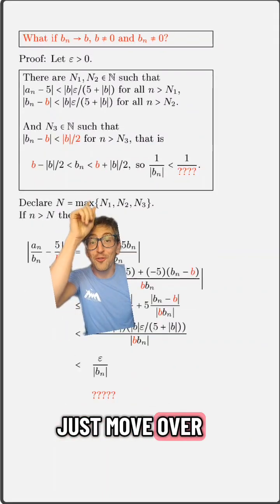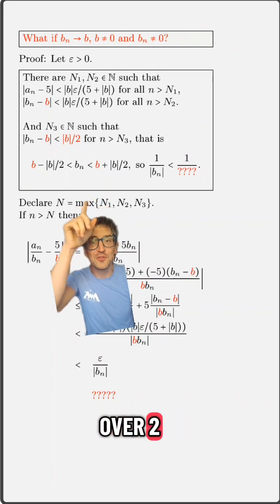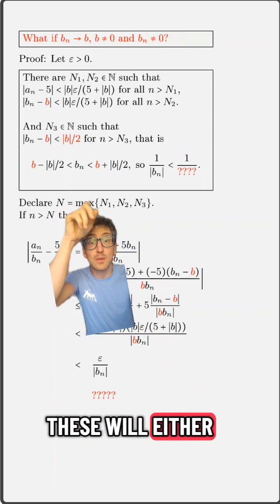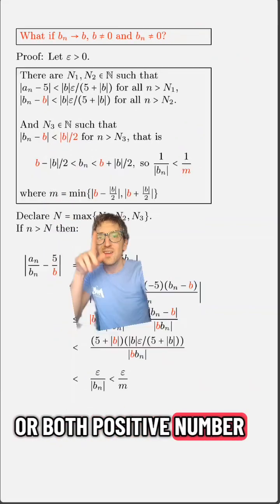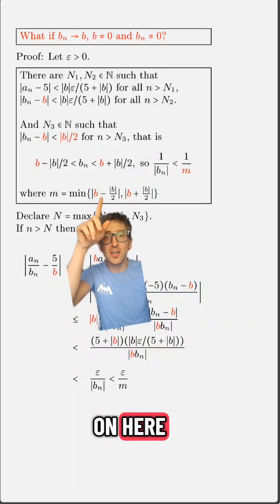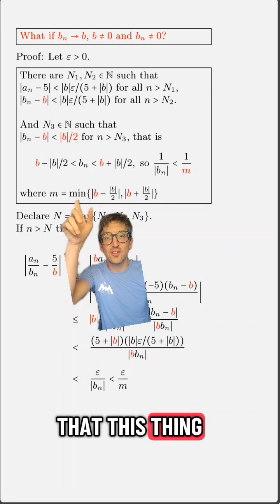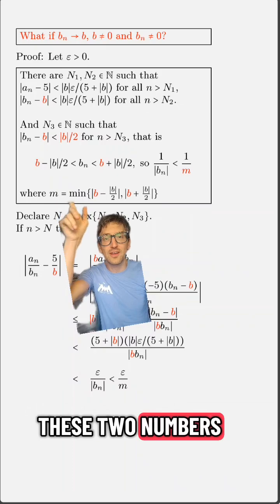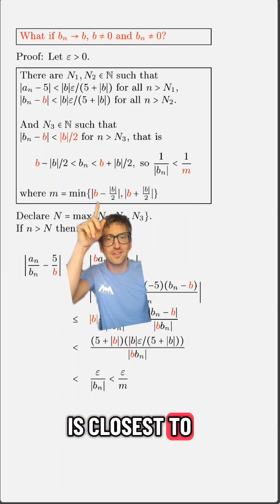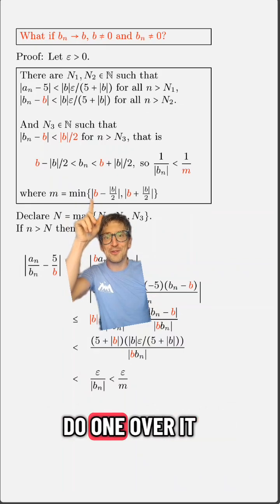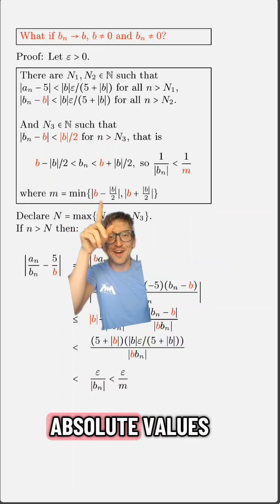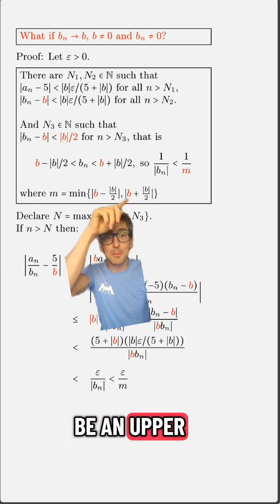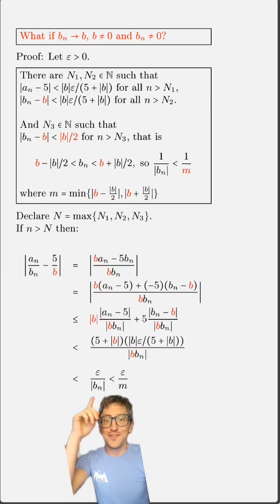Well, if we just move over by the absolute value of b over 2, we're never going to get close to 0. You can pause the video and check that these will either be both negative or both positive numbers. So now we have to think about what's going on here. The smallest that bn could be in absolute value, we want to see whichever one of these two numbers in absolute value is closest to 0, because we're going to do 1 over it. And so we look at those absolute values, we take the smallest of the two, and 1 over that is going to be an upper bound for 1 over bn. Phew, that was a lot.